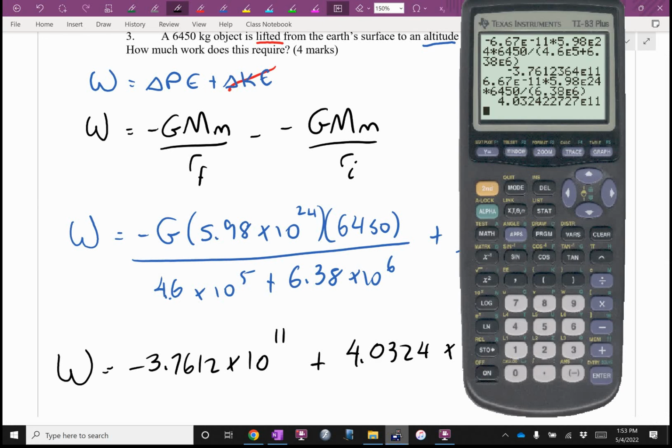And now I'm going to add these together. Negative 3.7612 times 10 to the 11th plus answer button. I will get a positive answer because it does take work to put something up there. I get 2.71 times 10 to the 10th. Is that right, folks? People nodding?